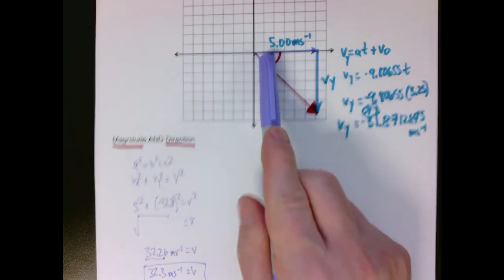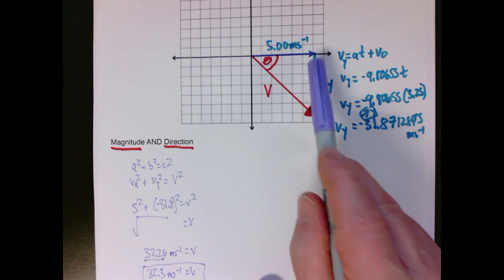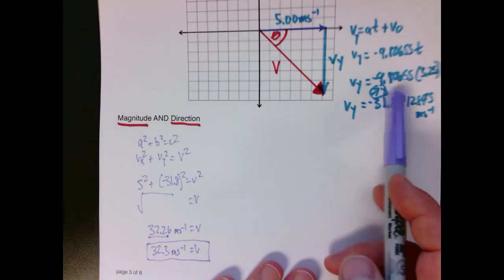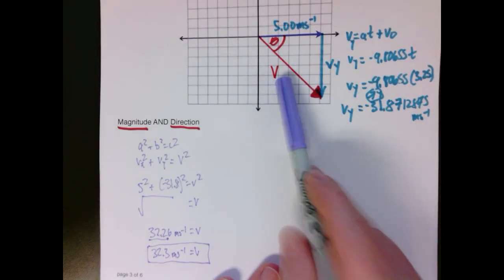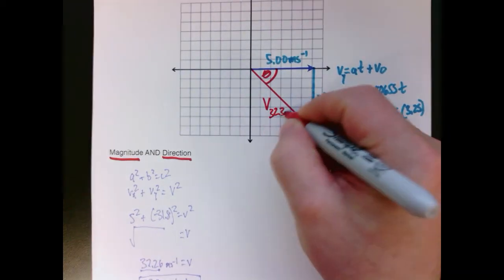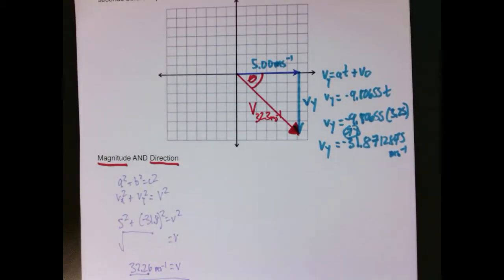We said the impact velocity must be greater than either the vertical, if it had just been dropped, or the horizontal. And that's true. We end up with 32.3, which is greater than this. This is the resulting velocity, 32.3. But all vectors have magnitude and direction. We know the magnitude, now it's time for the direction.